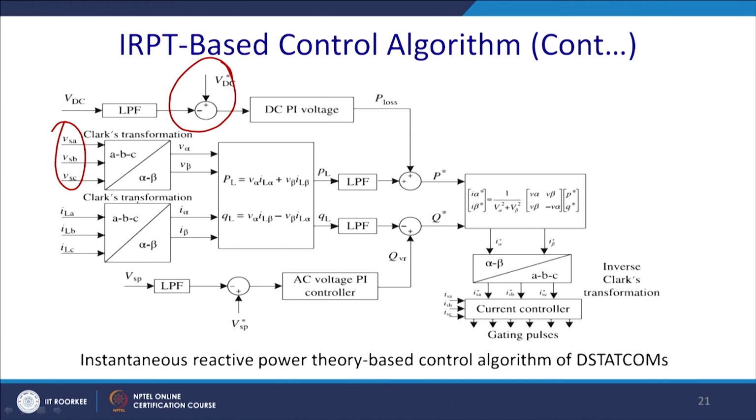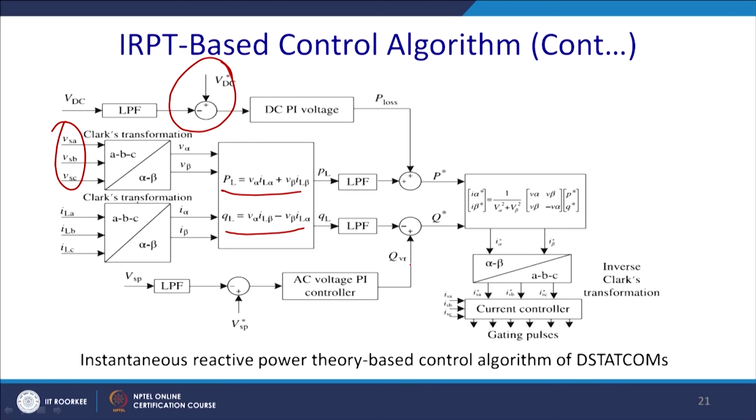Thus V alpha, V beta, I alpha, I beta is computed. From there PL and QL is computed. So, from there essentially you will sense the V at the point of common coupling and VSC star, and from there we will sense the reactive power, and thus you get a VQVR.